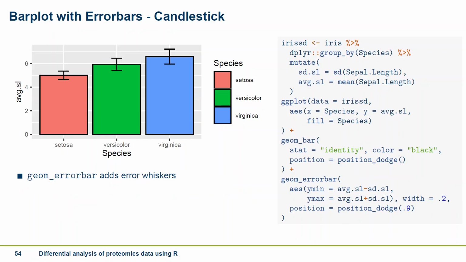You can also add a bit more information to the bar plot using error bars. This would then be a so-called candlestick plot. Again, we have this little data frame where we calculated the standard deviation and the mean. And we can just use geom_bar and then add a second geom, geom_errorbar, where you define the minimum and maximum of the y-axis, so the positions of these error bars. In this case, we will use the average plus and minus the standard deviation. You can set a certain width of these error bars, and again the position dodge.